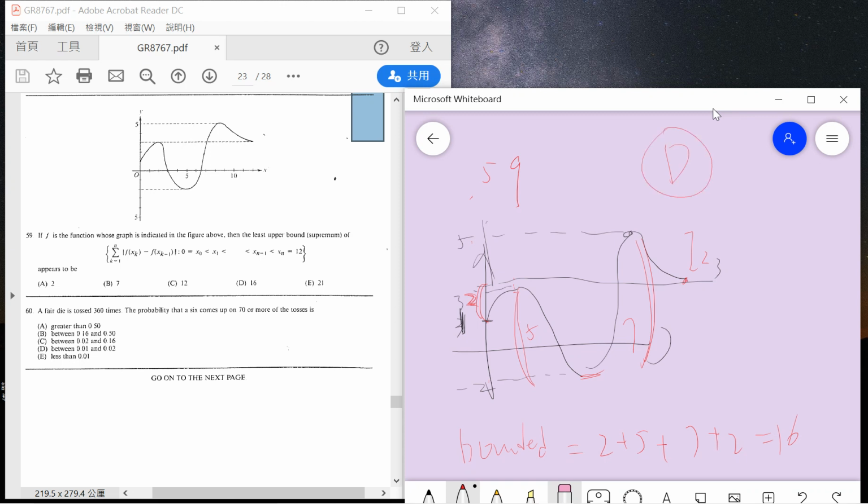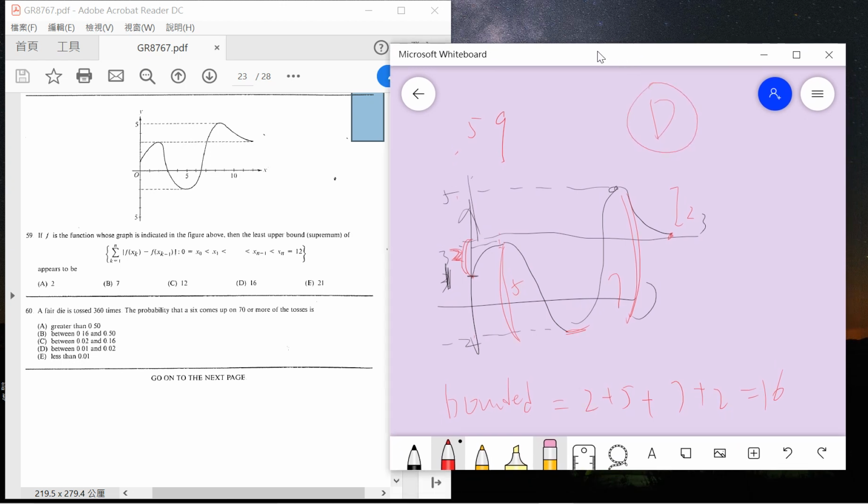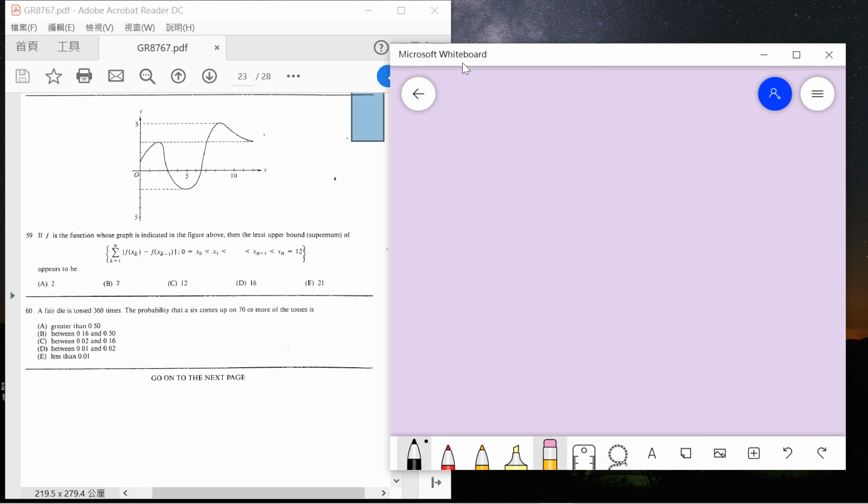Basically, it just asks you about, can you see this function? This just calculates, when you take a limit, the arc length. So when you know this fact, then it's very easy to solve. Okay, so 60. I think 60 is an easy question.